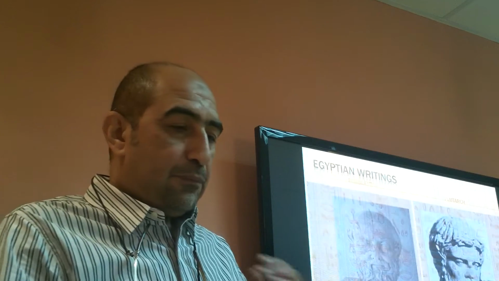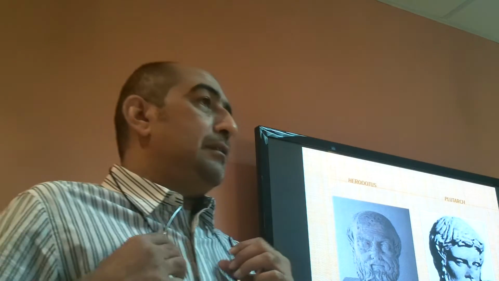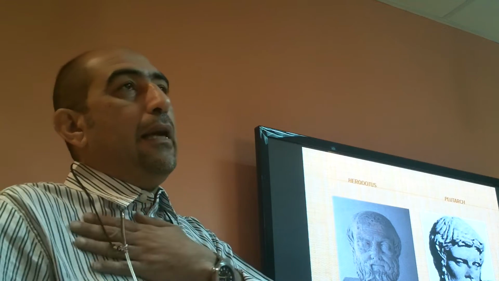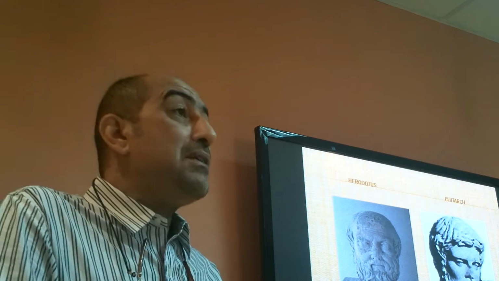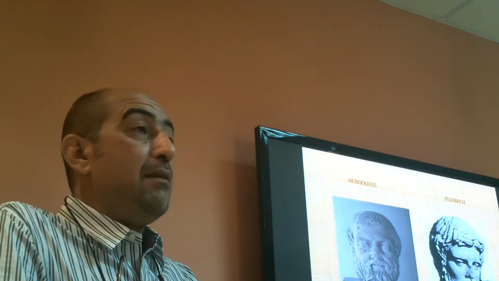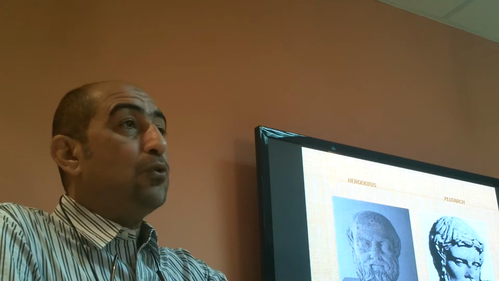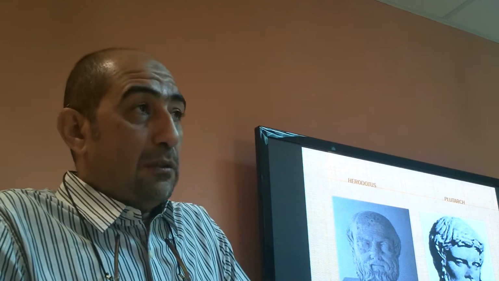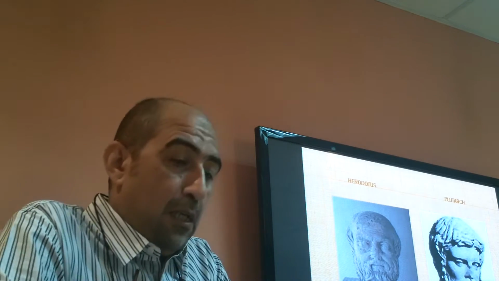Number two, the Greek historians. The Greek historians who came to visit Egypt starting around 500 BC. And the most famous name of the Greek historians who wrote about Egypt was Herodotus, who was known as the father of history, and Plutarch. Plutarch actually did a lot to the Egyptian history, and he wrote about mythology in ancient Egypt.